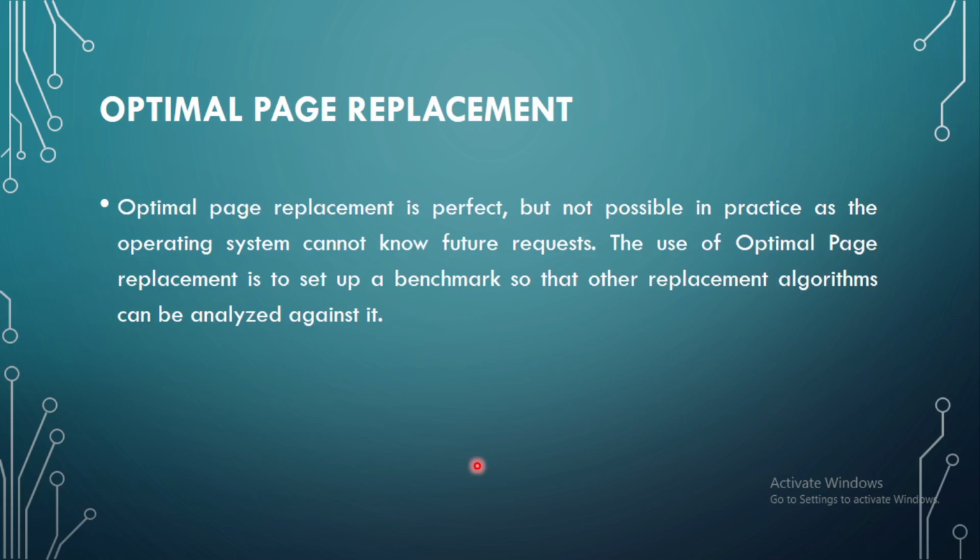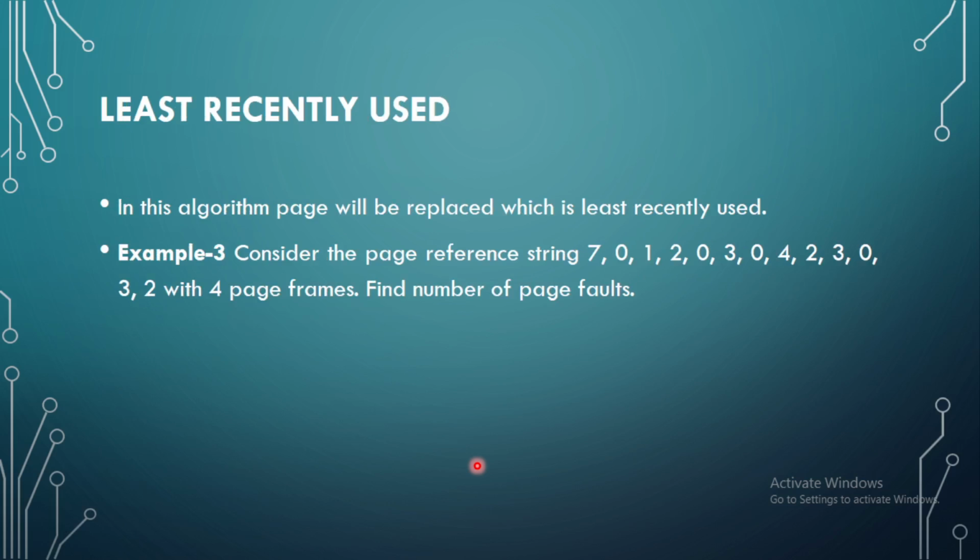Since the optimal page replacement algorithm is perfect but not possible in practice, as the operating system cannot know future requests, the use of optimal page replacement is to set up a benchmark so that other replacement algorithms can be analyzed against it. So the next algorithm we are going to see is the least recently used page replacement algorithm.